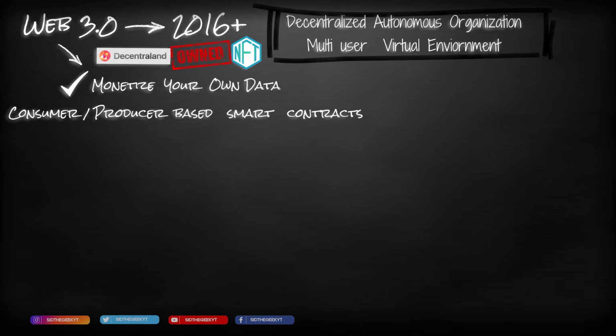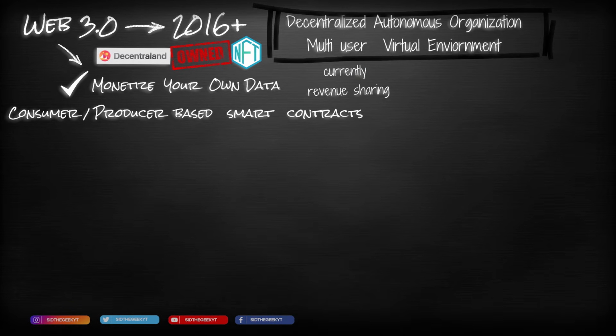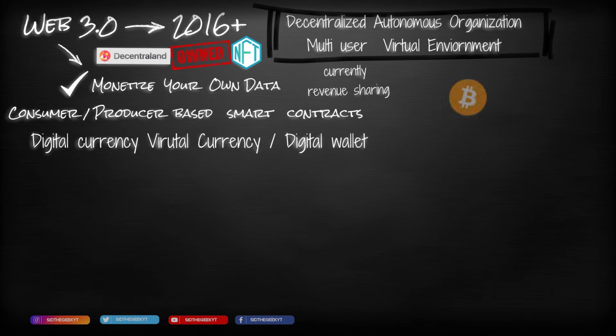Currently, we have revenue sharing policy with YouTube and Facebook. Digital currency or virtual currency having digital wallets. Cryptocurrency is one of its subtypes.